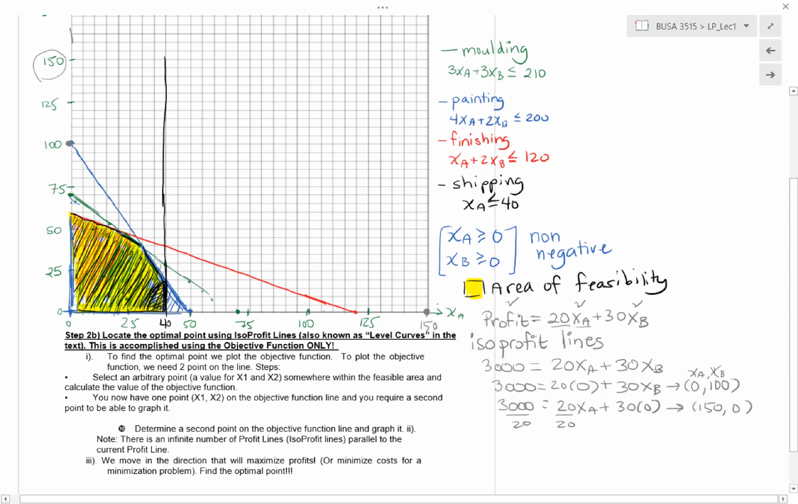Okay. And there we go. I'm going to connect the dots here to get my first isoprofit line.